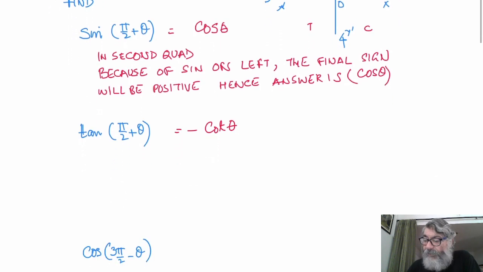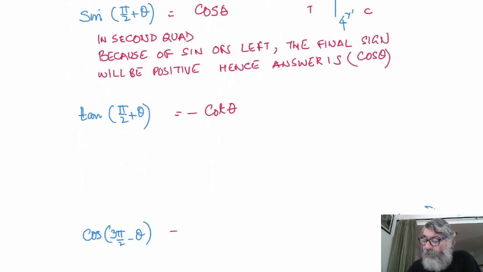No, it is minus theta. So it will come into the third quadrant. First of all, cos will change into sine. That is for sure. Cos will change into sine because it is an odd multiple of pi by 2. And in the third quadrant, only tan and cot are positive. The rest are negative. So minus sine theta. 3 pi by 2 minus theta will fall in the third quadrant.